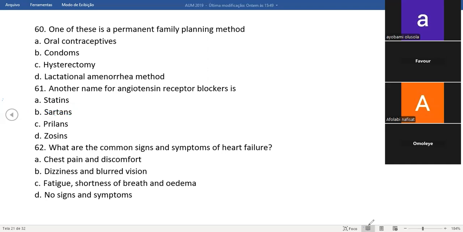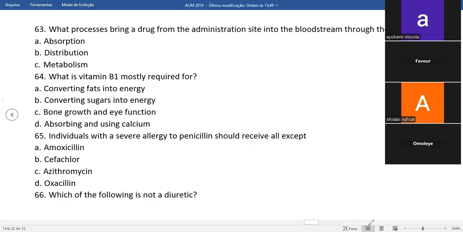What are the common signs and symptoms of heart failure? What's the answer? The answer is C. Fatigue, shortness of breath, edema. 63. What process brings a drug from the administration site into the bloodstream through the oral route? Absorption. Yeah, absorption. A.